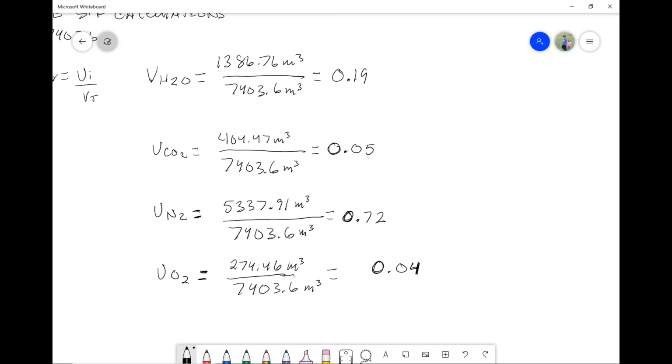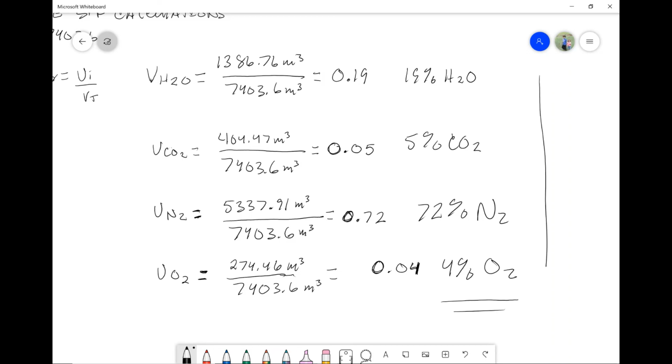And if I add these together, they should be pretty close to 1. So 0.19 plus 0.05 plus 0.72 plus 0.04. 1. So I got exactly 1. So that's good. So it's 0.19 or 19% H2O, 5% CO2, 72% nitrogen, and 4% oxygen. So that's the composition.